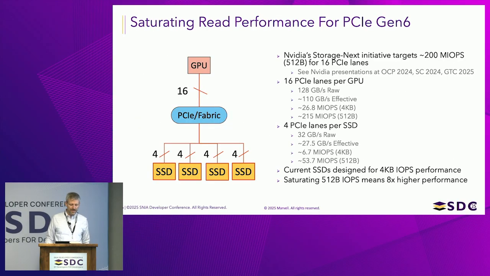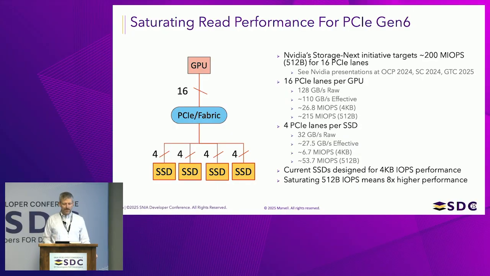So what does that mean? Here, you can see a GPU that is connected to SSDs via PCIe or fabric, as I've shown before. A GPU has 16 lanes that could be used for storage. And when we talk about Gen 6, what do 16 PCIe lanes mean? It means 128 gigabytes per second raw bandwidth. But PCIe has overhead, so effectively 110 gigabytes per second are available for 16 PCIe lanes.